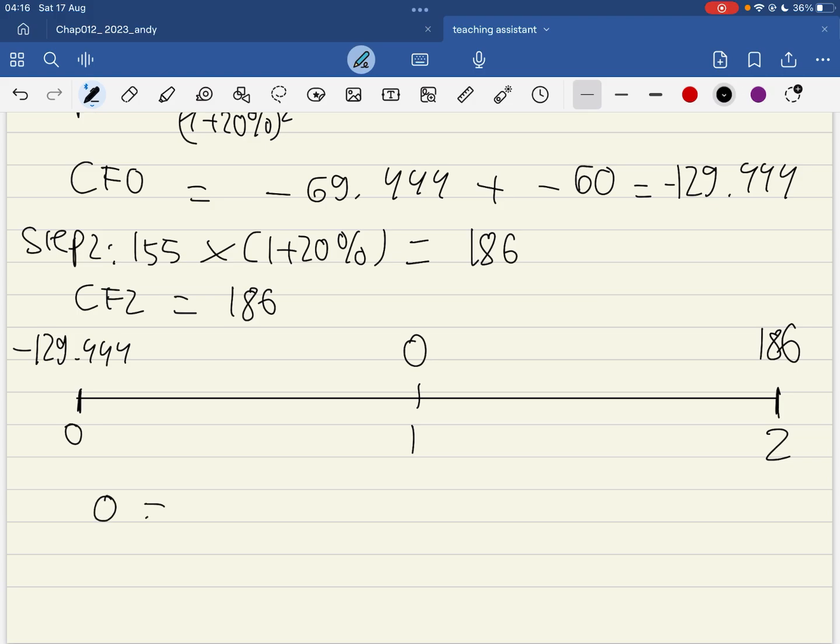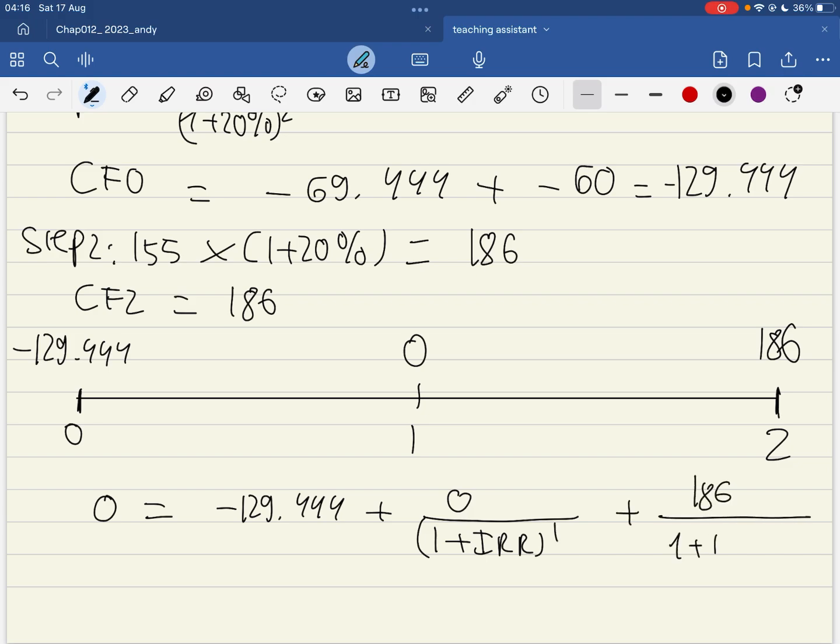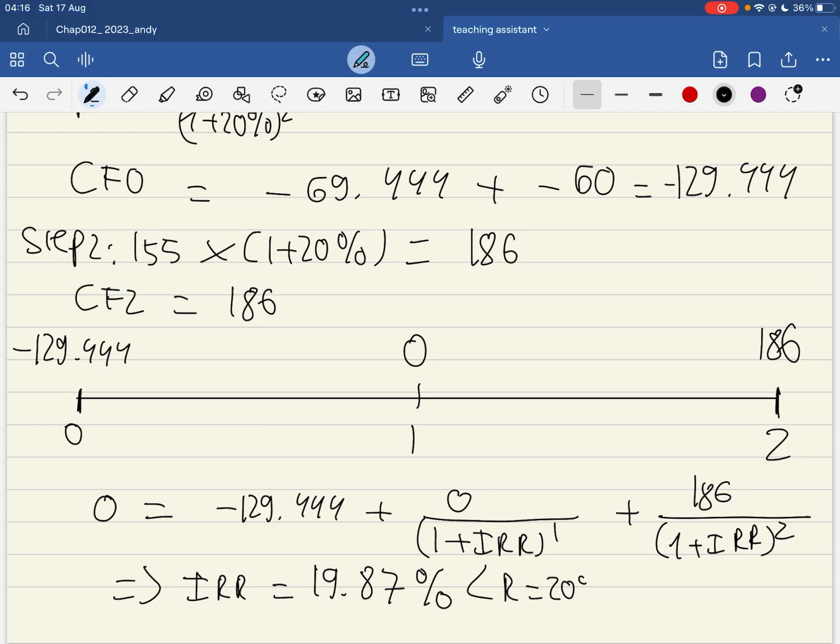So 0 equal to minus 129.444 plus 0 divided by 1 plus IRR to the power of 1 plus 186 divided by 1 plus IRR to the power of 2. The final answer we get is IRR equal to 19.87%. Again, because it's smaller than the R, which is equal to 20%, we should reject the project.